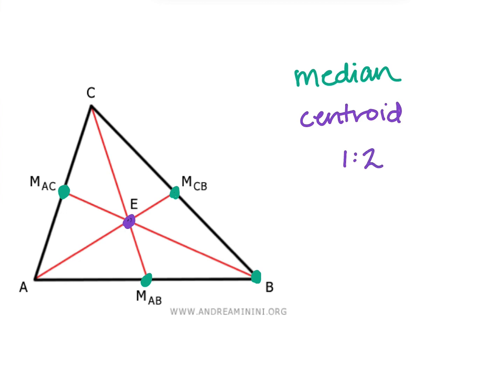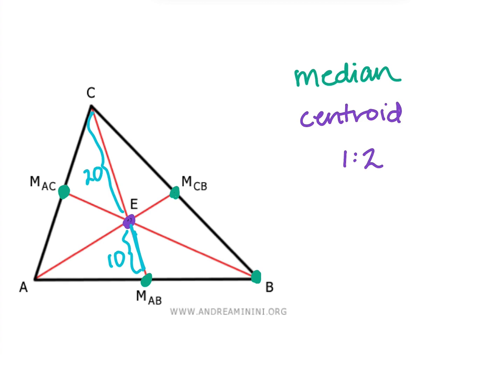So what that means is if I know that the length here of EM sub AB, let's say I know that that length is 10. So I can see that this is the shorter part of that median. That means that the other part of the median is double that. So it would be a length of 20. And the entire median is triple that smaller part. So that entire median, CM sub AB, would be a length of 30.